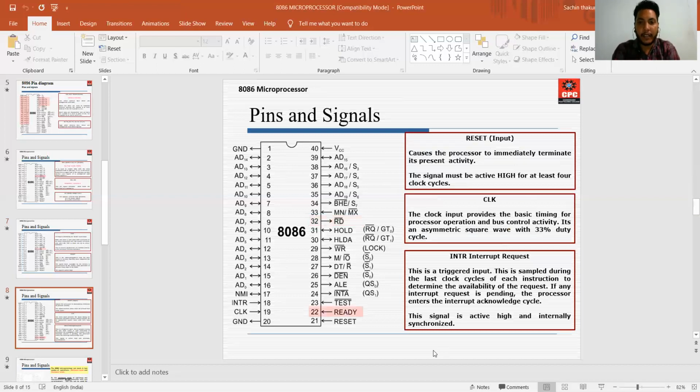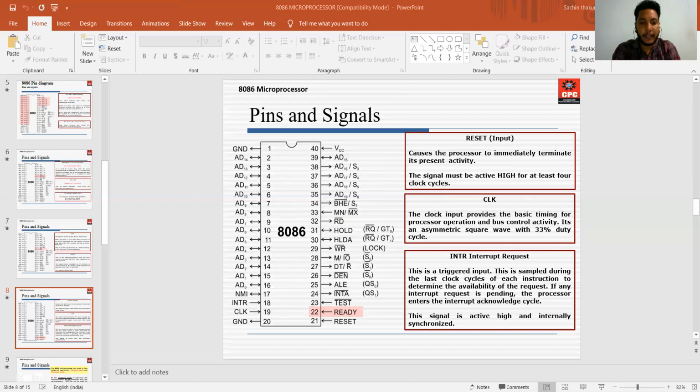Now the next is your reset, clock, and INTR. The reset pin is your pin number 21, clock is your CLK, pin number 19, and this is INTR, meaning interrupt request, pin number 18. So first of all, we are discussing the reset pin.